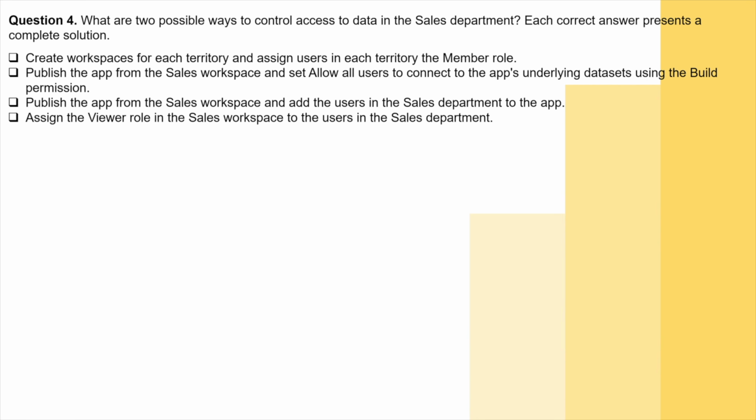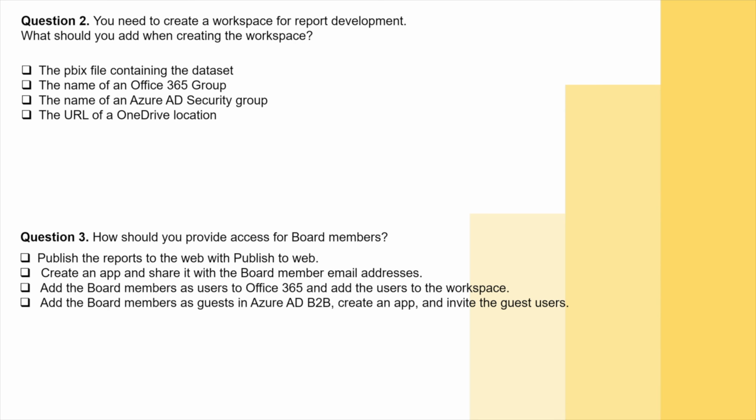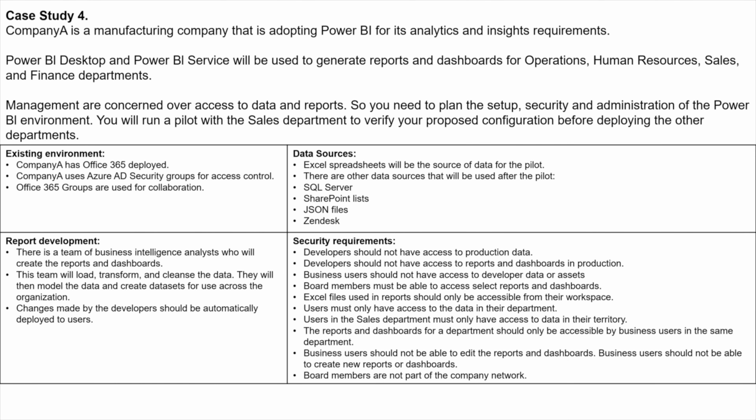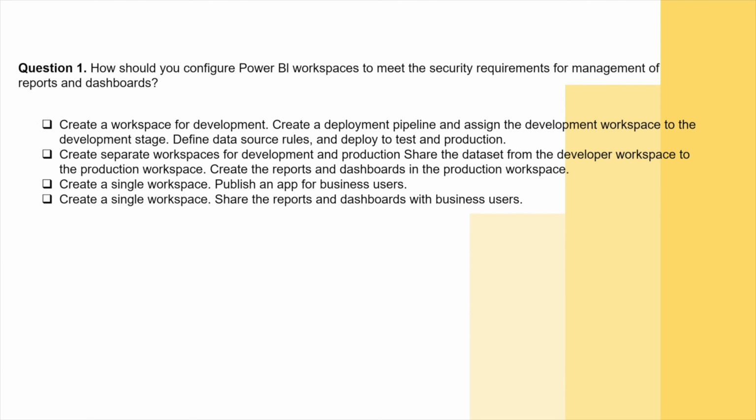Now let's move on to question number 4 for the same case study. What are the two possible ways to control the access to the data in the sales department? Each correct answer presents a complete solution. So what were the requirements for the sales department? If I go back to the case study, users in sales department must only have access to the data in their territory. So that's the specific requirement that they have, right? So let's see how we can answer that question.